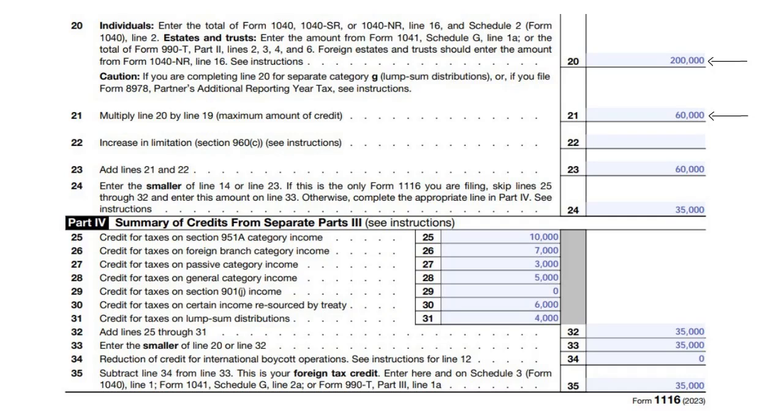So when you add the 21 and 22, you have $60,000. And when you add the smaller of line 14 or line 23, you get $35,000. Pretty straightforward, nothing really complicated here.